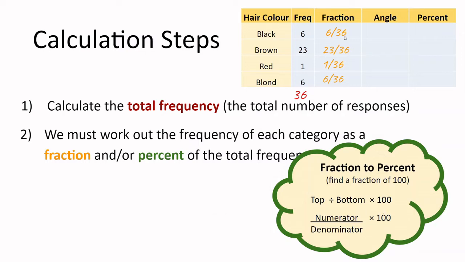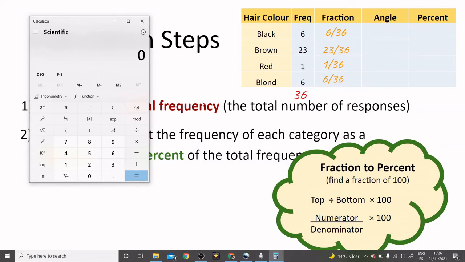So for this first fraction, I'm going to do the numerator, the 6, divided by the denominator, the 36, and I'll multiply that by 100. Notice my answer is this long recurring decimal. I'm going to just round that to the nearest whole number, so that's going to be 17%.